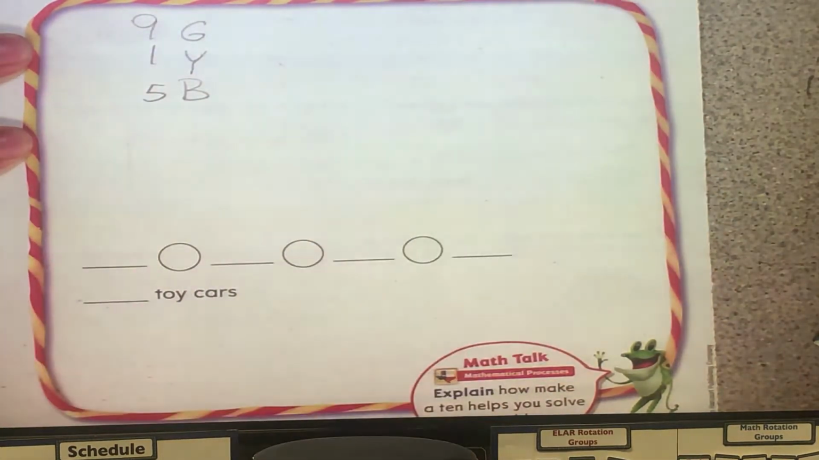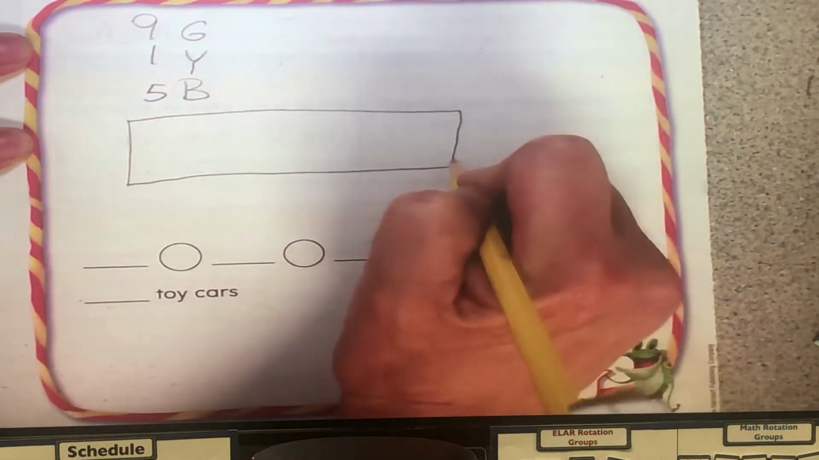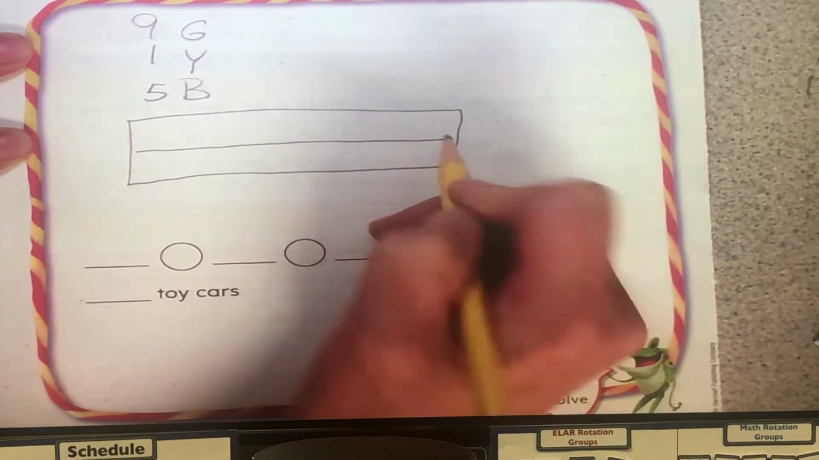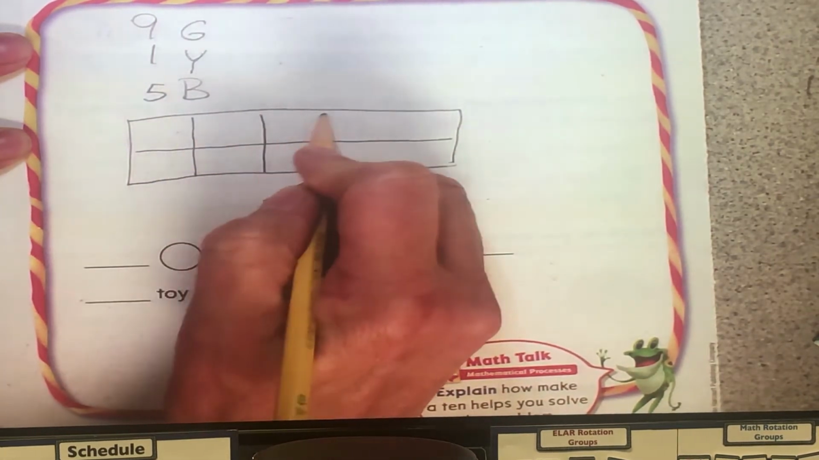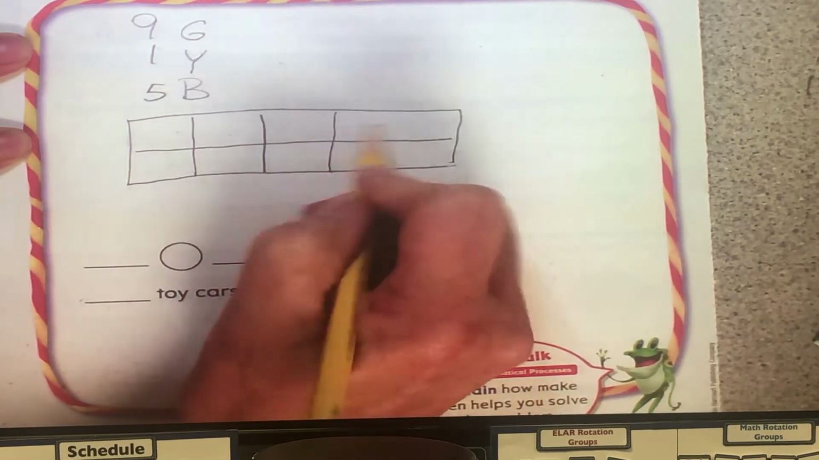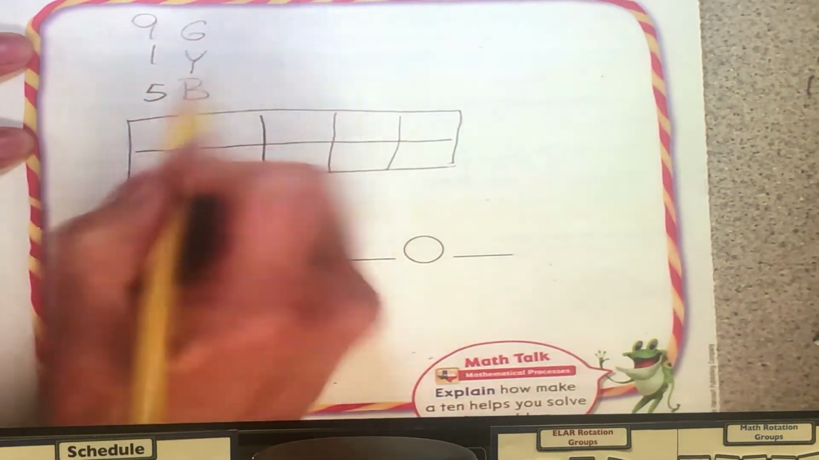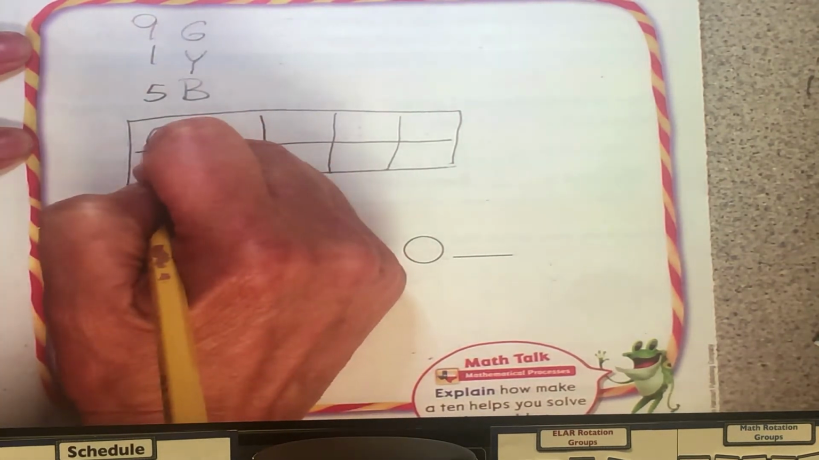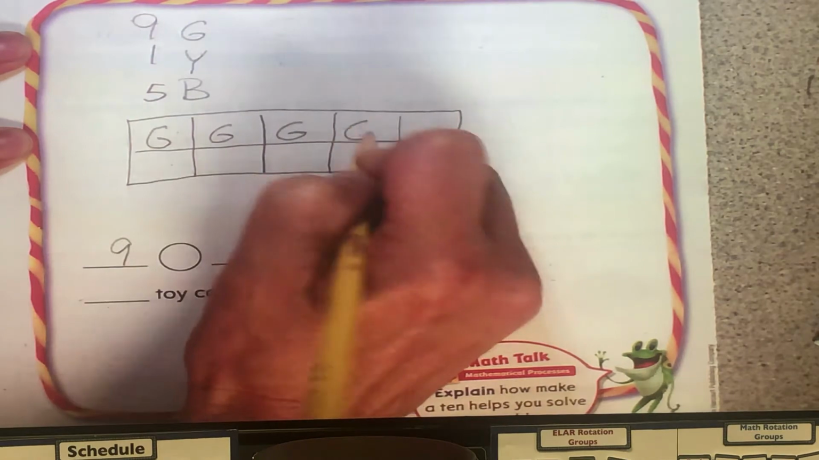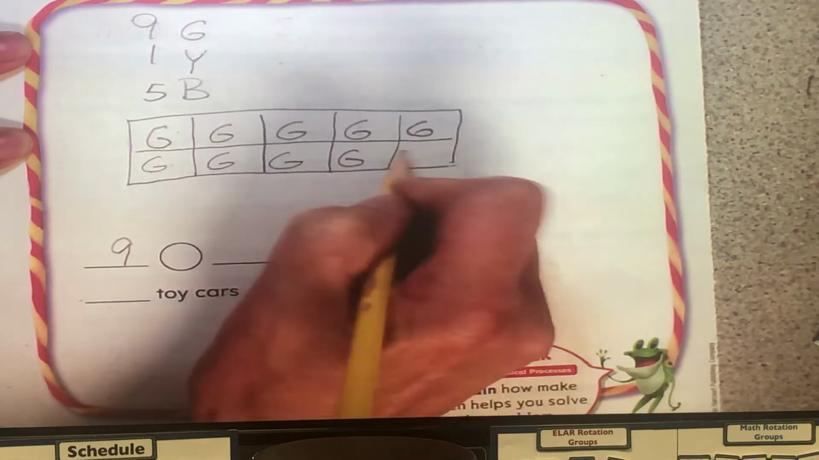And what's my strategy? I'm going to what? What did it say to do? Draw a picture. So let's go ahead and draw a 10 frame like we did before. I'm going to cut it in half right here, and then I'm going to count by 2s because I'm doing 2 boxes at a time. 2, 4, 6, 8, 10. There we go. Now I have 9 green ones, so let's fill in the 9. I'll put 9 right here. 1, 2, 3, 4, 5, 6, 7, 8, 9.